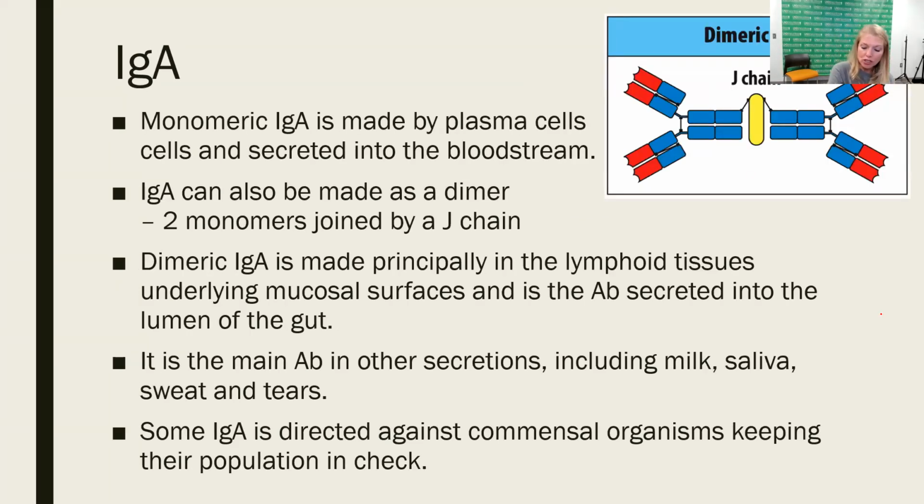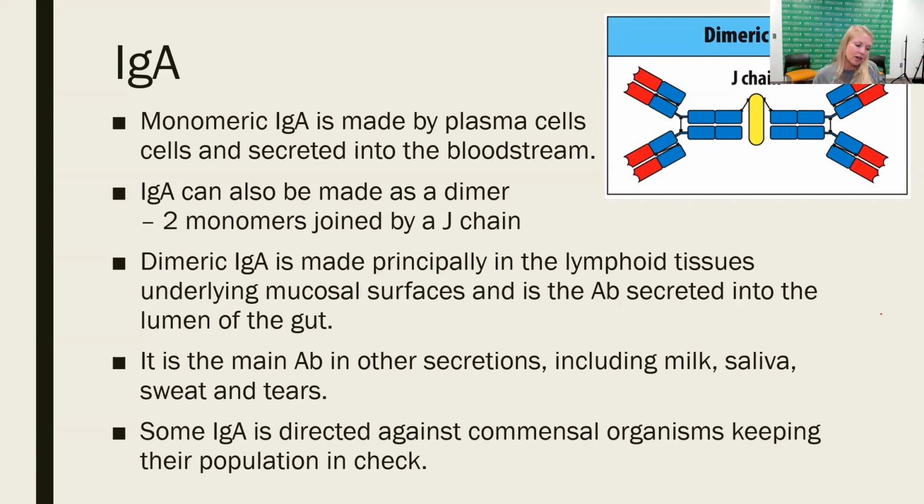IgA is going to be created through isotype switching. And so it can only be made if T cells are like, go ahead, switch to IgA. Monomeric IgA is made, but more often it's found in a dimeric form. And so again, there's going to be a joining chain. And so the two Fc portions will join together. And so you'll end up with 4 antigen binding sites that are exposed.